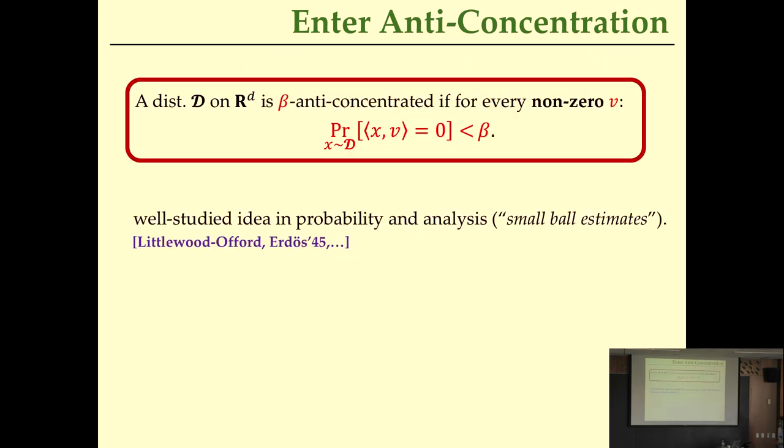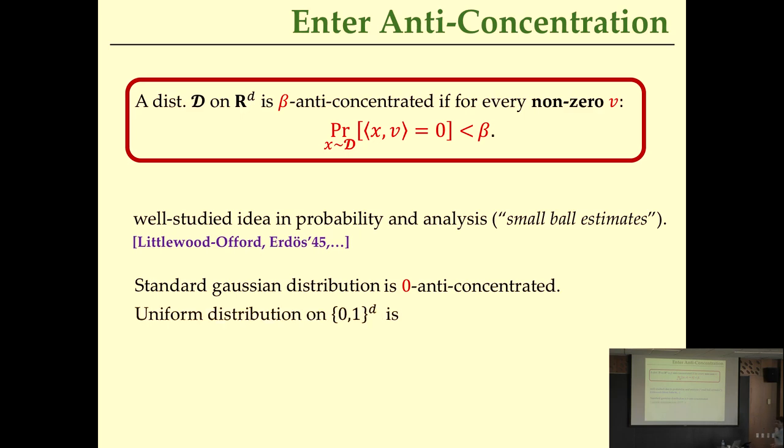A little bit about anti-concentration, or at least some versions of it that you might have seen before. It's a very well-studied idea in probability, analysis, and combinatorics. It has work going back 100 plus years. But let me tell you some cool facts. The standard Gaussian distribution, in my definition, is zero anti-concentrated. This should not be hard. It's a continuous measure. That's how they roll. For the uniform distribution, the discrete distribution, the case is more interesting.